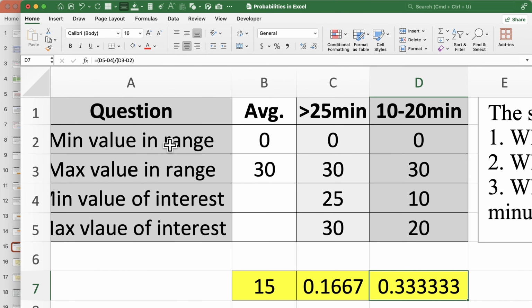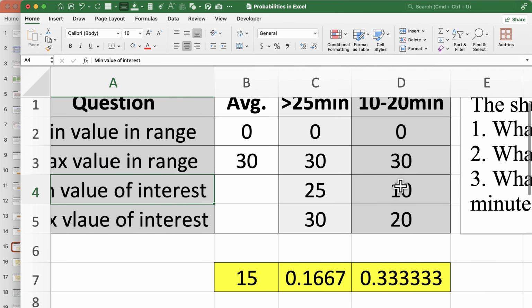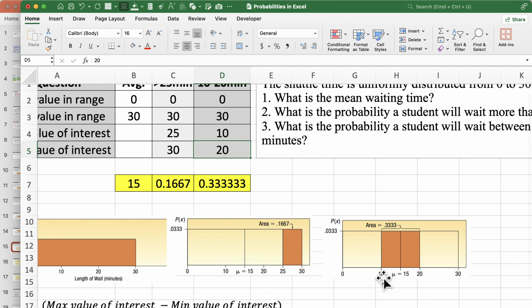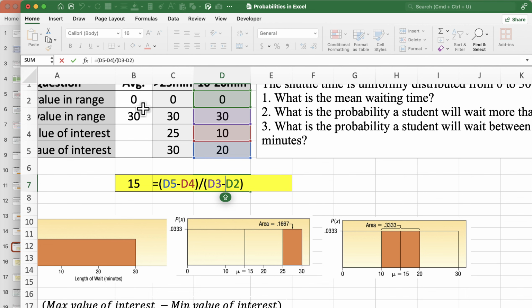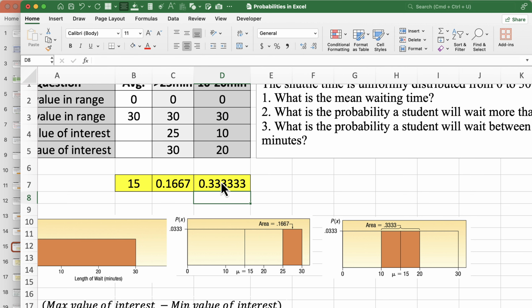Minimum value in the range, that's 0, and the maximum is 30. Now we talk about minimum value of interest, that is 10, and maximum value is 20. Here as you can see, this is 10 and 20, and again I'm using the same formula, and that gives us this probability, which is 0.33. We can also convert it into percentage, that will be this much, 33.33%.